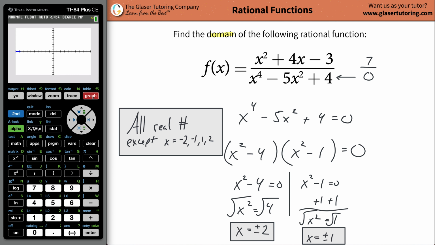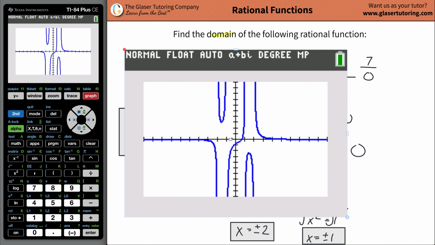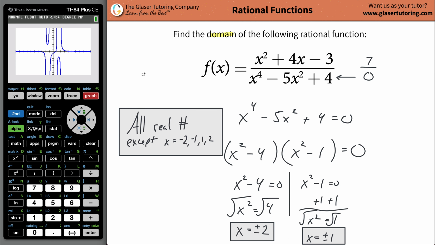Okay, now hit graph. Wow, that got a little funky, huh? So if you notice, there's a lot of things happening, right? There's really a lot of things happening, especially around negative 2, negative 1, 1, and 2. Now, it might not be totally clear when you look at it that way.